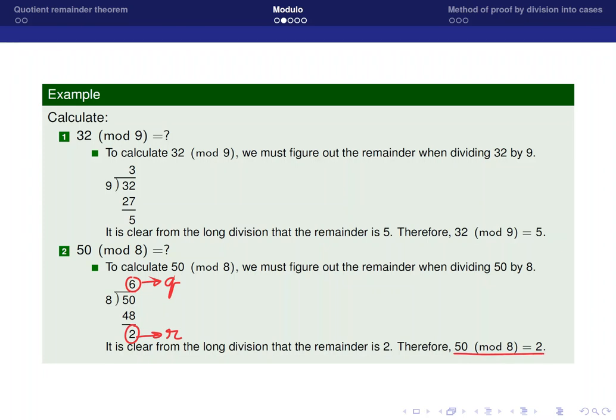In both cases, notice how the remainder, 5 or 2, is smaller than what we divided by, which is the divisor. So 9 and 8 in these problems are called the divisors. 5 and 2 are called the remainders. And notice that the quotient does not come into play.